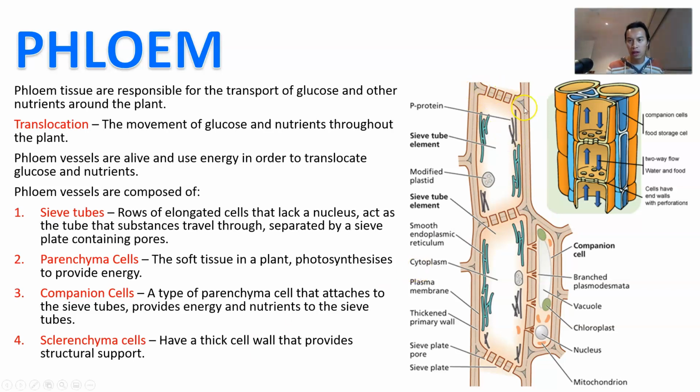This is your sieve tube. They look like these giant kind of empty compartments, warehouses, right? And they're elongated cells, and they've got these little gaps between them, like a filter.